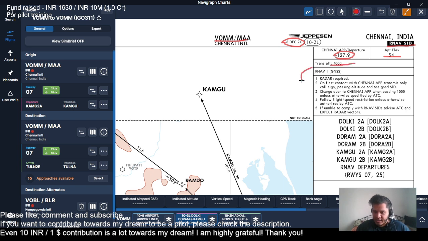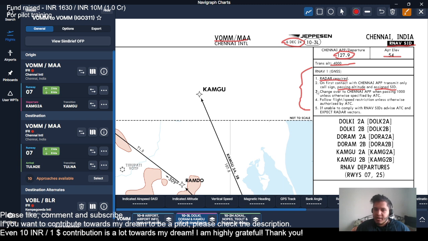Now these are certain requirements to follow this SID. Radar is required. If your aircraft does not have radar, you cannot follow this RNAV SID. On first contact with Chennai approach, transmit only the call sign, passing altitude and assigned SID. Like, when you first contact Chennai approach or departure, you will say: this is flight 311, passing 4000 for 6000, and we are on the Kamgu 2 Alpha departure. Okay.